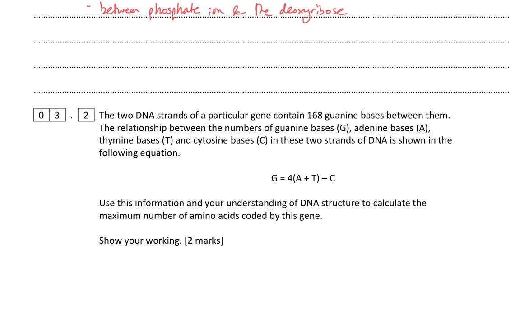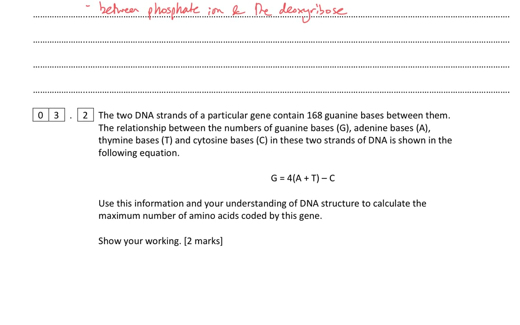This one's a hard one. I like to circle numbers. It's my technique. The 2 DNA strands, right? So it's a double-stranded piece of DNA. A particular gene contains 168 guanine bases. The relationship between the numbers of guanine bases and the 2 strands is shown by the following equation. Use this information and your understanding of the structure of DNA, so it's going to come into it as well, it's double-stranded, to calculate the maximum number of amino acids coded for by the gene.